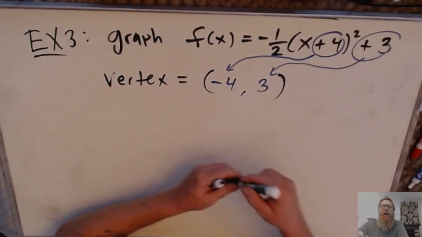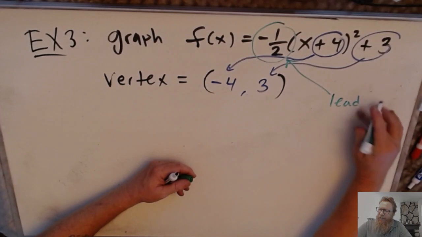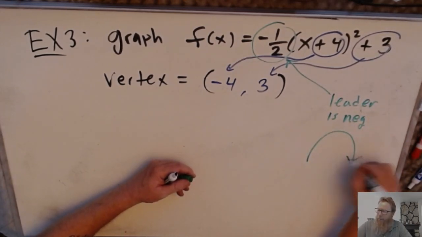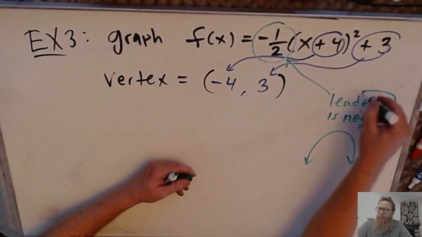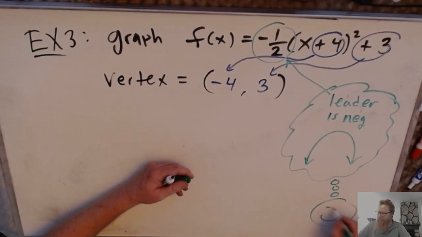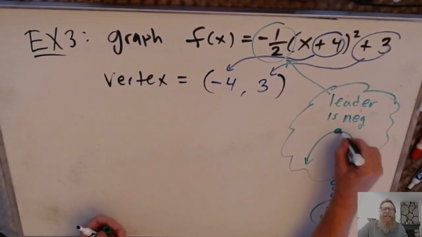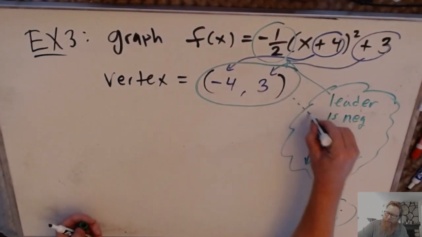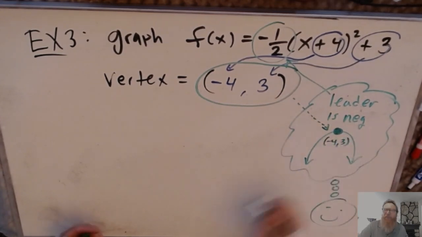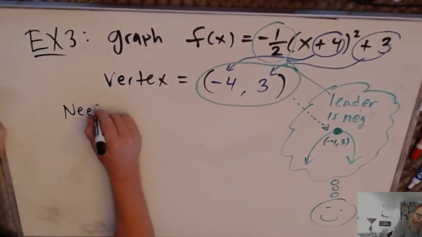The -1/2 is telling me that it's negative, so the leader is negative. So the parabola is going to point down. So before I even do the problem, I already know in my mind that I'm going to get an upside down parabola. And I know this point is right there, -4 and 3. So you just need one more point.